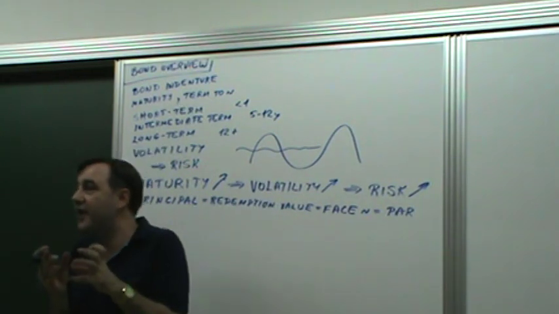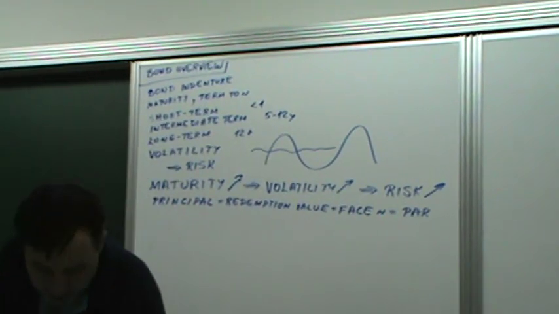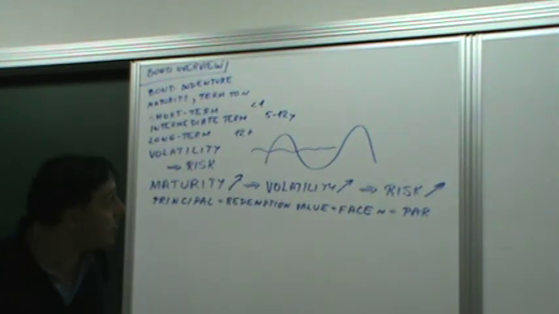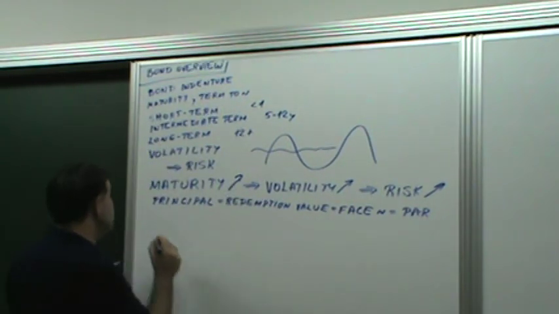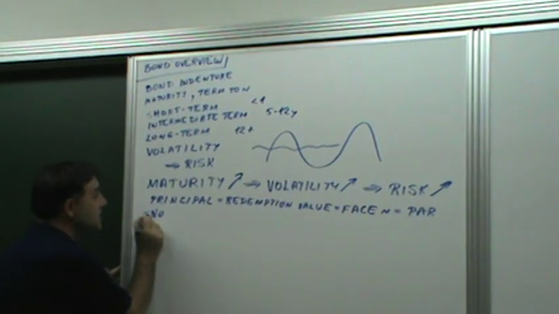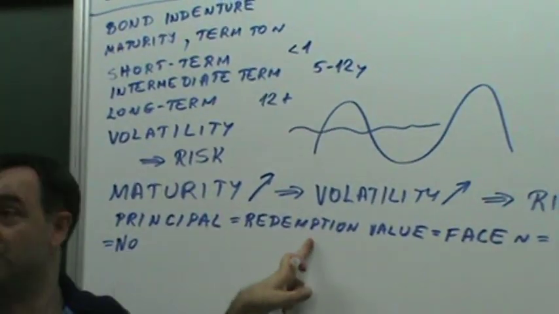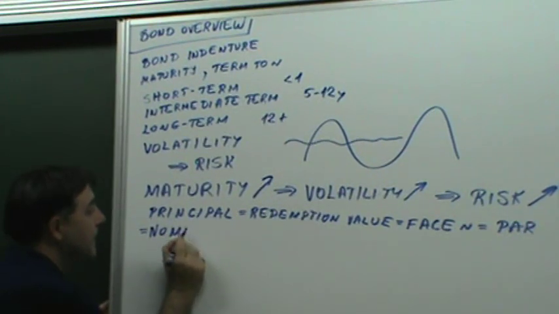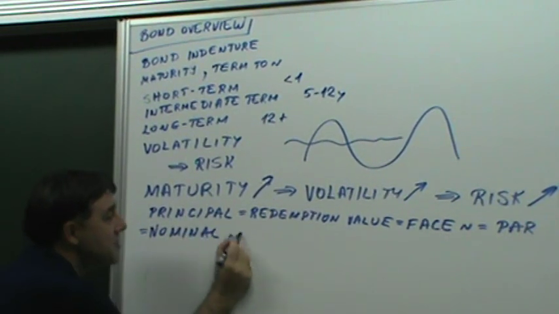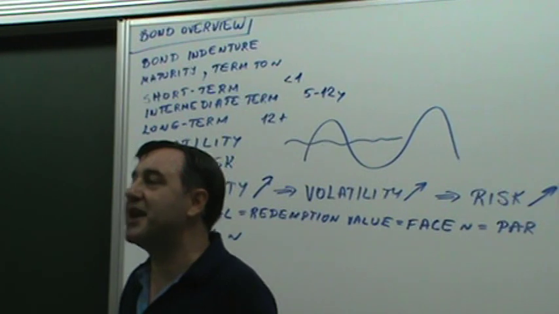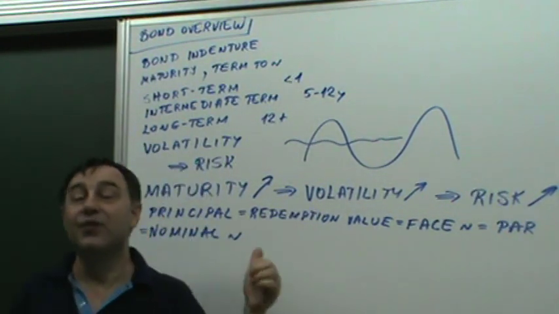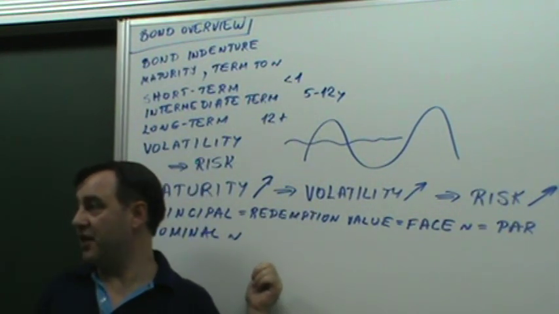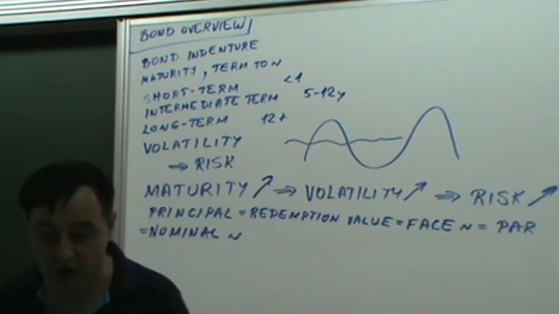So you can use the word value or you don't have to use the word value. And we also have nominal. It's also called nominal value. So this is the same as principal, is the same as redemption, is the same as face, as par, as nominal. And sometimes people are confused because they have 5 or 6 words for the same thing, okay? It's just very confusing.